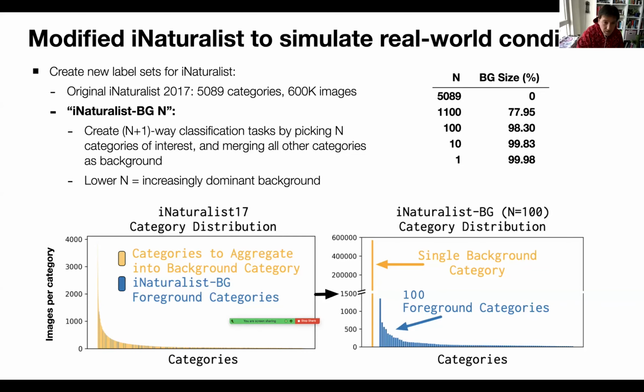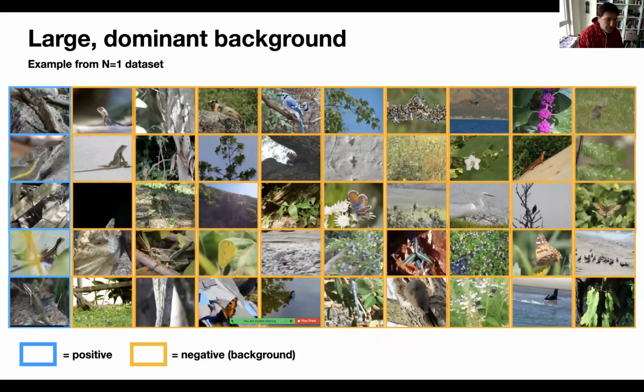Okay, cool. Just to give you a sense of this data set, here's an example where on the left side, I'm showing you some positive examples of one category. All the other squares marked yellow are the background. And notice that not only are there some extremely hard negatives, look at the second column, there is an extremely large and diverse background, which throughout the literature that I'm aware of is known to cause problems in training.